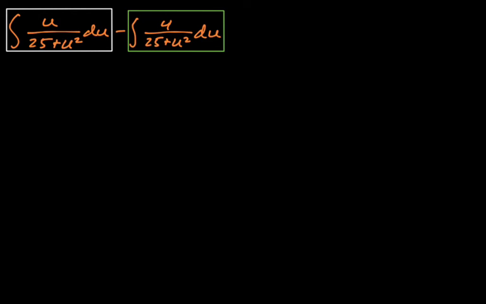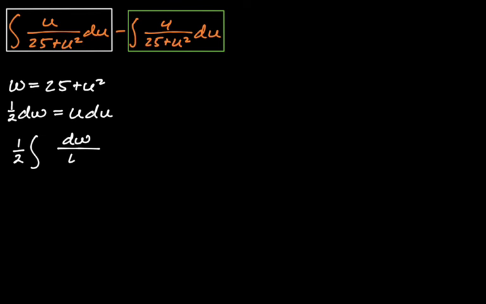I'm saying that because when I originally wrote it, I did forget the minus sign, and I had to go back and edit it. All right, so for the first integral, I'm going to make w, because there's already u's in it, so I'm going to make w 25 plus u squared, which means that 1/2 dw is u du. And now we can perfectly substitute, so we get 1/2 dw over w. That's definitely a natural log. 1/2 natural log absolute value of w plus c.